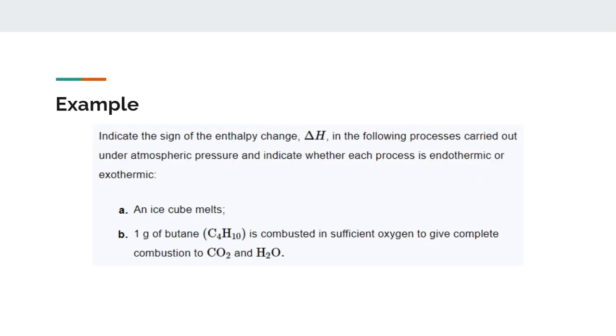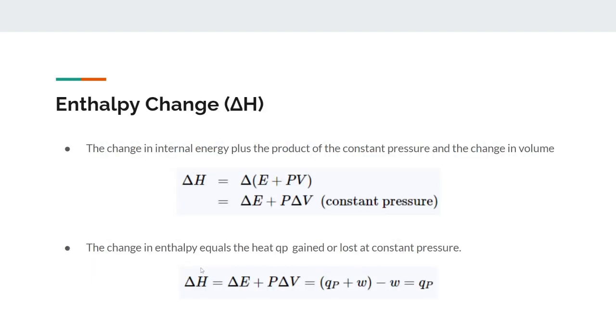So how can we apply this? If delta H and Q are equivalent to each other, and we know that when heat, aka Q, is lost by a system, it's considered exothermic, and when heat, Q, is gained by a system, it's endothermic. We're going to keep that in mind for this example coming up here.